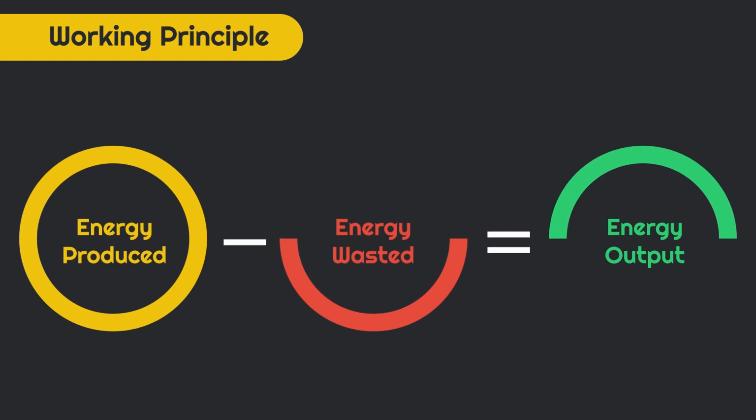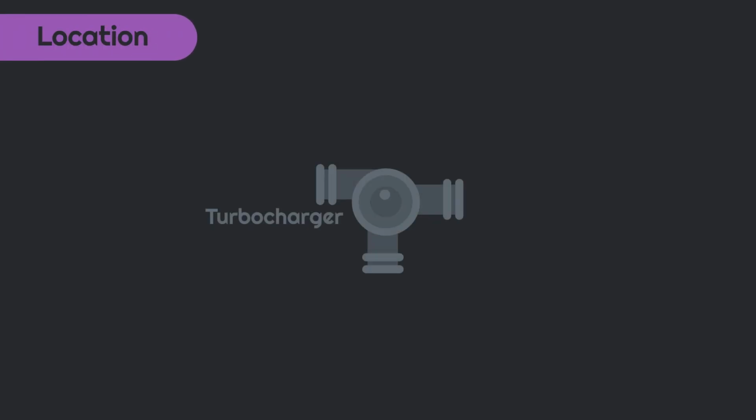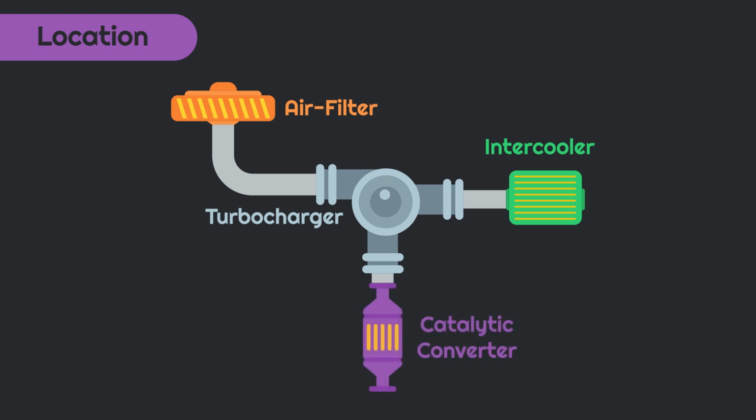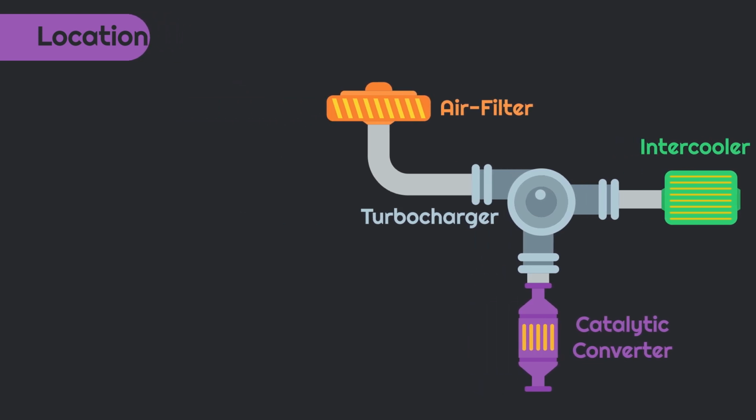Turbocharger is normally mounted after the air filter and before the intercooler. The exhaust gas connection from the exhaust manifold is given to the turbo, which further advances to the catalytic converter.